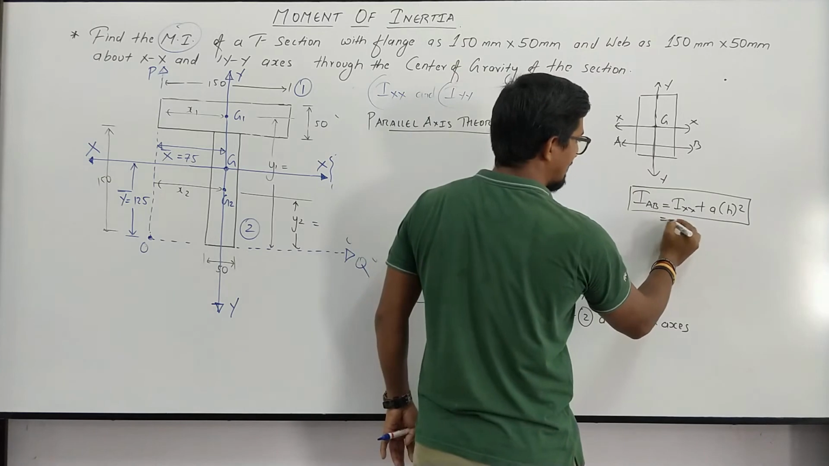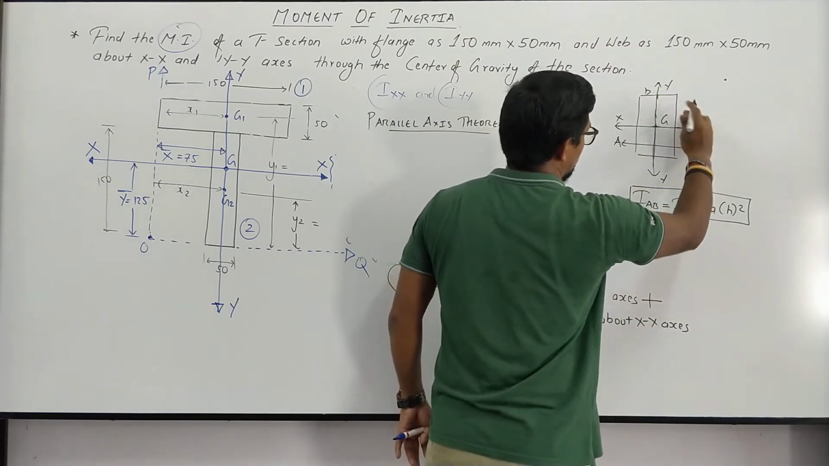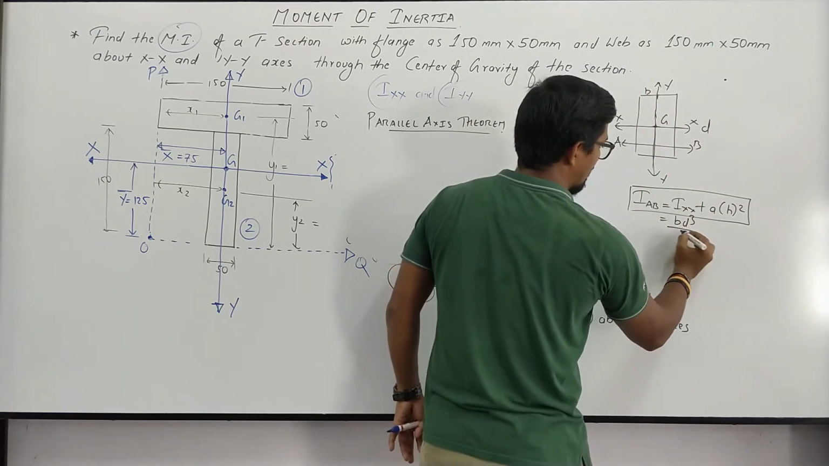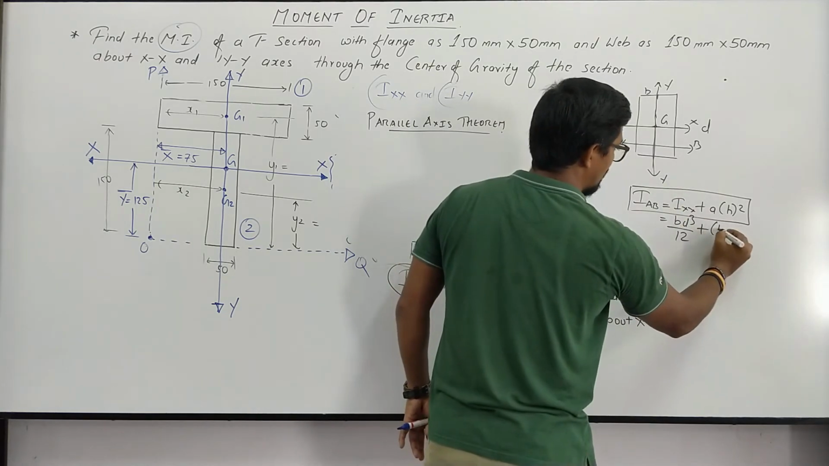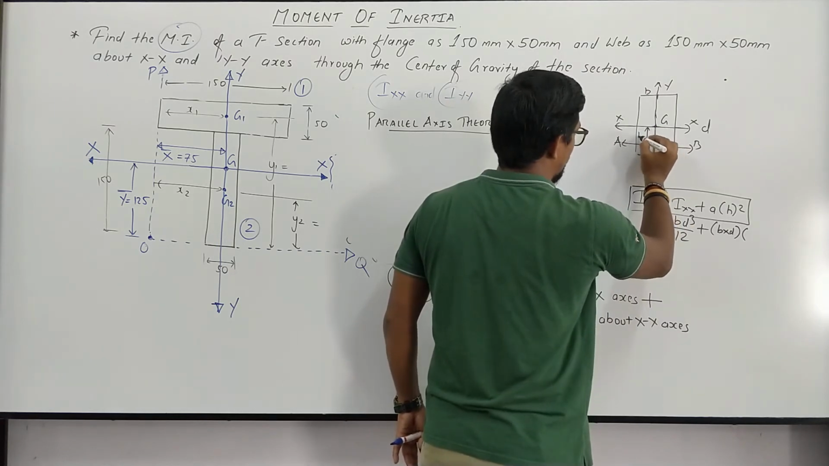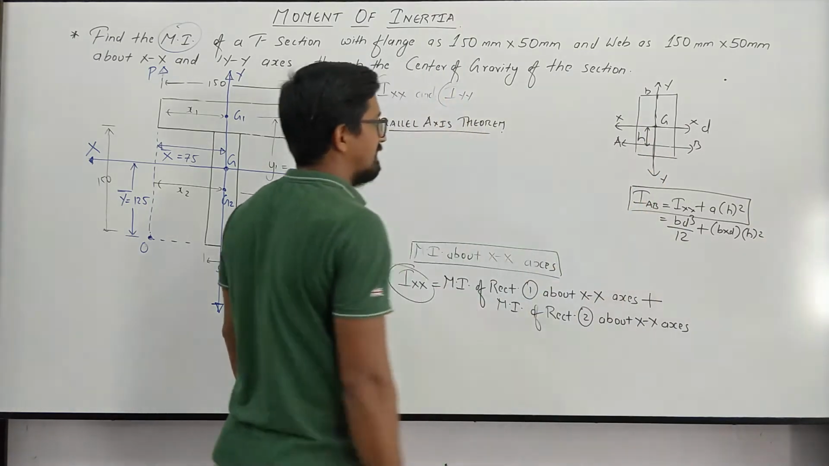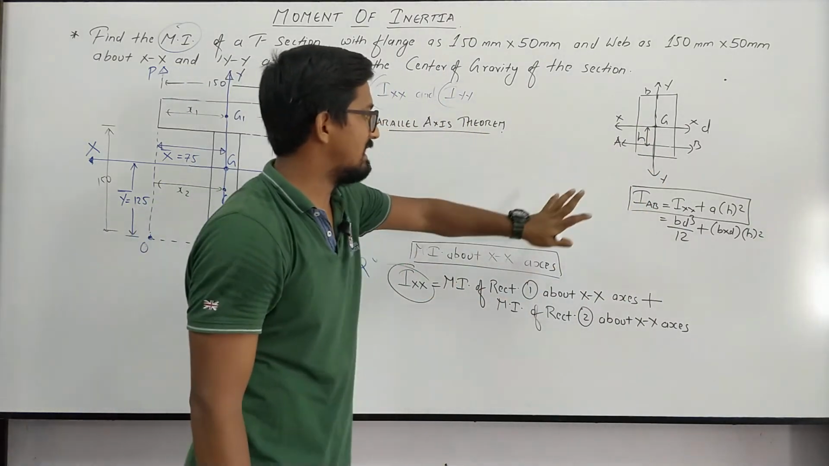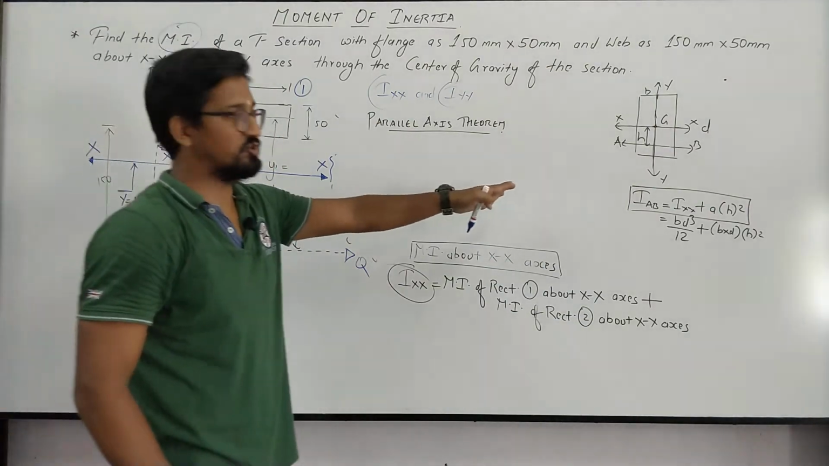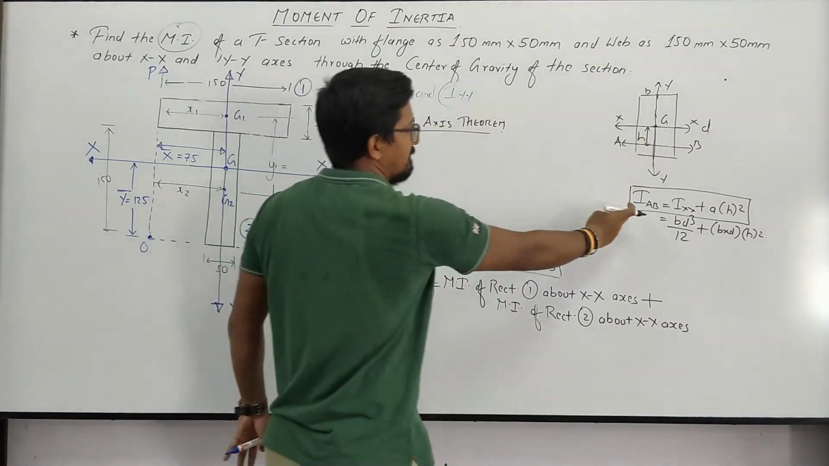So what do you mean by IXX? We know for a rectangle, if this is B and this is D, width and depth, IXX is equal to BD cube by 12 plus area B into D, h square, where h is this distance. So this is nothing but parallel axis theorem, correct? This is a short intro, a reminder about the parallel axis theorem, and we have to apply it here also.